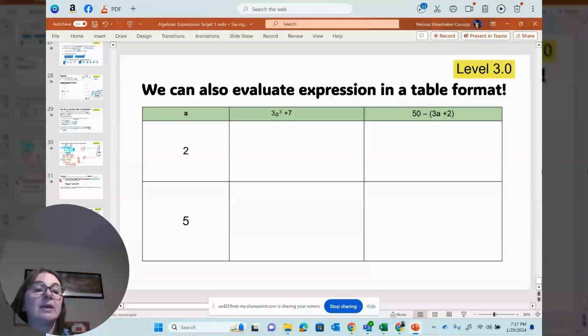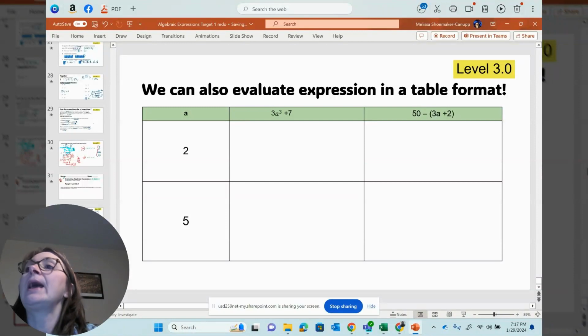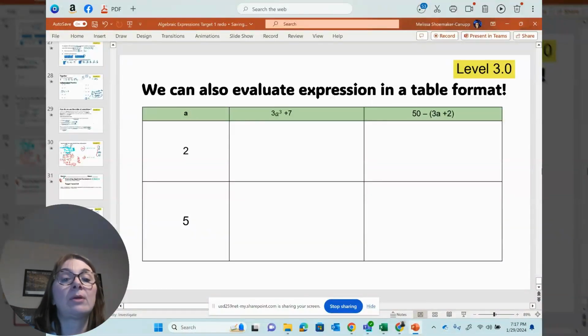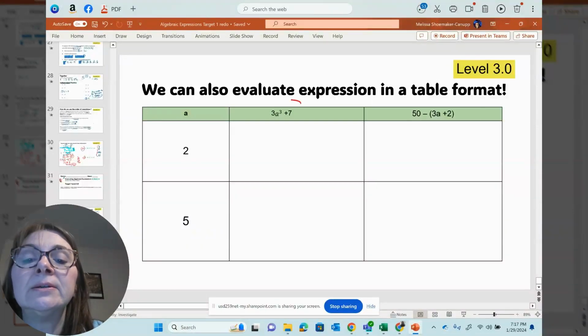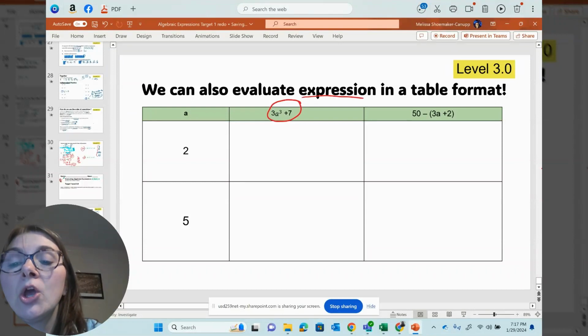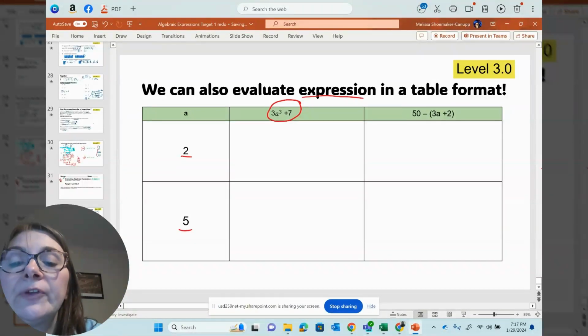These problems can also be found in a table format. So we have the same exact problems here. I'm checking yours and I'm checking mine. And what we do on this is, here is our expression that we're going to evaluate. We're going to do it twice, once for the 2 and once for the 5. So I'm going to write it with, instead of the A, I'm putting a 2.